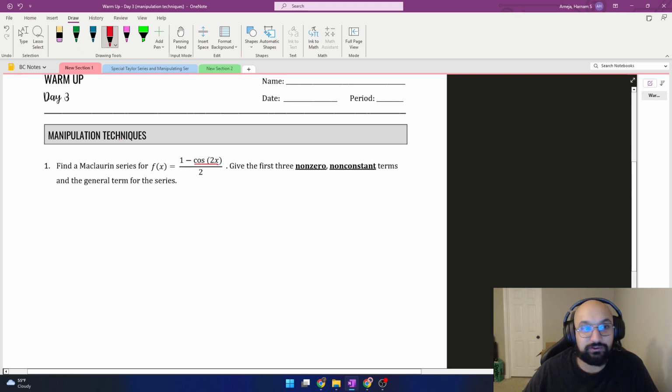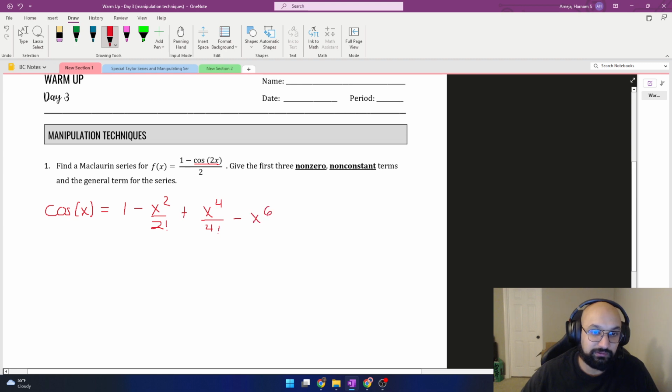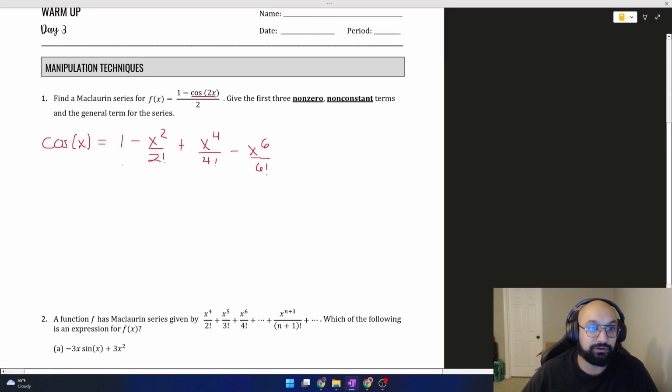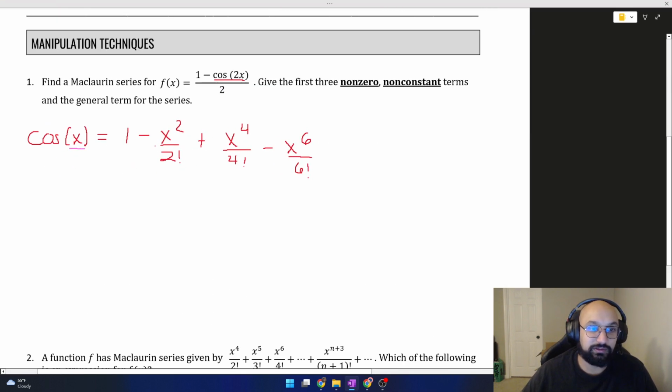In order to expand the cosine of 2x, we can start by writing down the expansion of cosine of x. Now the cosine of x is going to be all of the even terms. So 1 minus x squared over 2 factorial plus x to the 4 over 4 factorial minus x to the 6 over 6 factorial, and so forth. Now, in order to make it a cosine of 2x, what we want to do instead is replace all these x's with 2x's. The cosine of 2x is the exact same thing, except you substitute the 2x in.